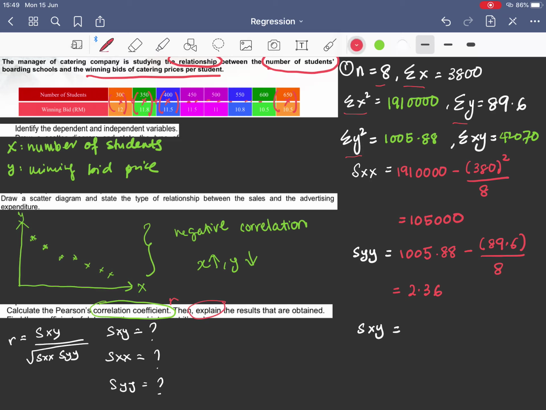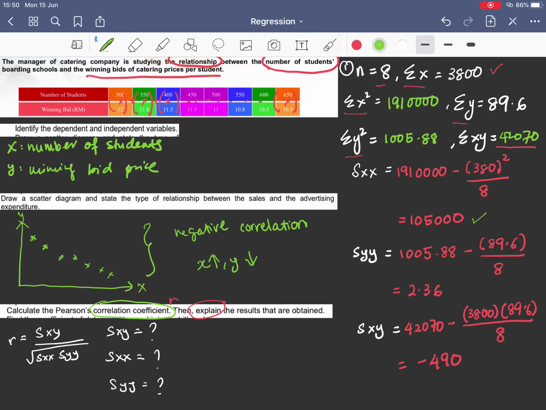And the last one here is Sxy. Summation of XY, 42070, minus summation of X, 3800, times summation of Y, 89.6, divided by 8. So here you will get negative 490. Okay, check one by one.